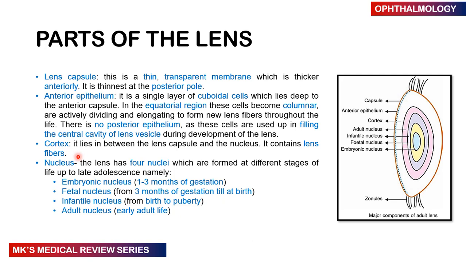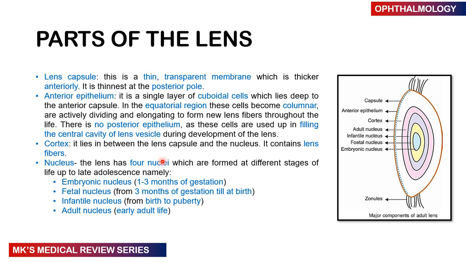And you have a cortex, which lies between the capsule of the lens and the nucleus of the lens. So this cortex consists of fibers, lens fibers. Keep this anatomy in mind, because it's going to be very important when you talk about cataracts. Then of course, the nucleus is the central part, and it's going to have 4 nuclei depending on the stage at which you are.